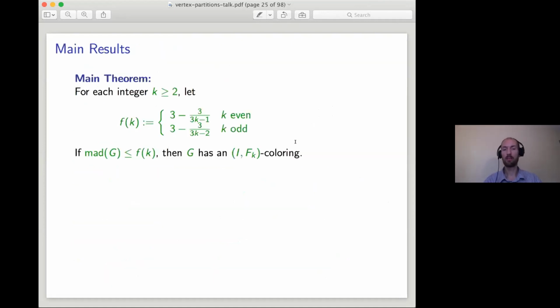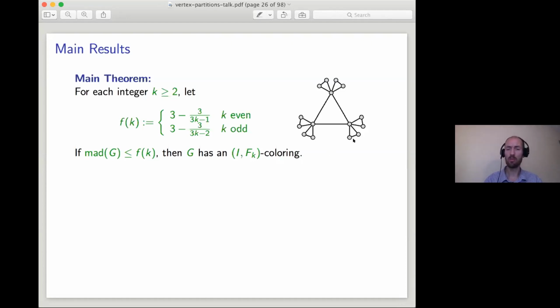so let me tell you what we proved. What we said was we found this threshold, which turns out to be 3 minus 3 over 3K minus 1 and 3 minus 3 over 3K minus 2. This is a threshold where if your MAD is less than that, then you have an IFK coloring. So you partition into 2 sets where one is an independent set I, and the other one induces a forest where each tree has order at most K.